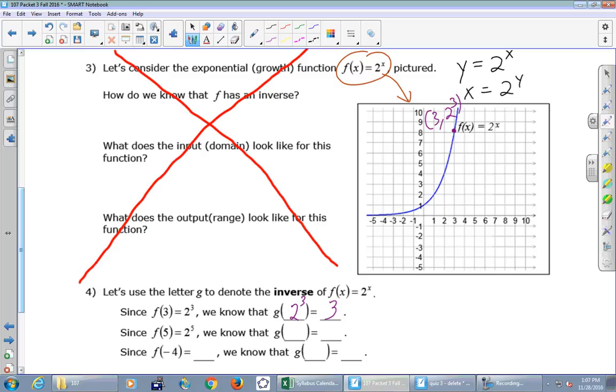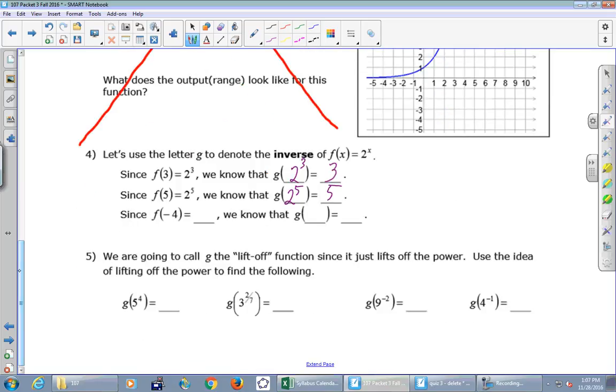Likewise, since f of 5 is equal to 2 to the 5th, g of 2 to the 5th equals 5. Everyone agree? Just swap the x and the y. Same idea down here, but I gave you one more blank. f of negative 4 is what?